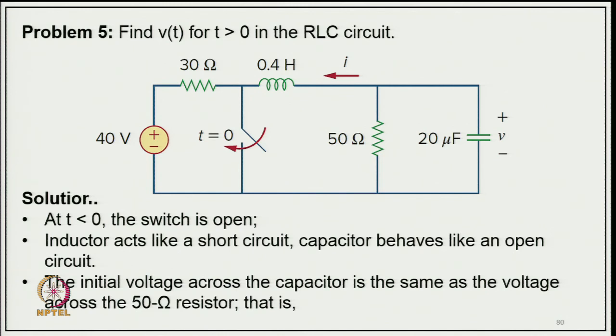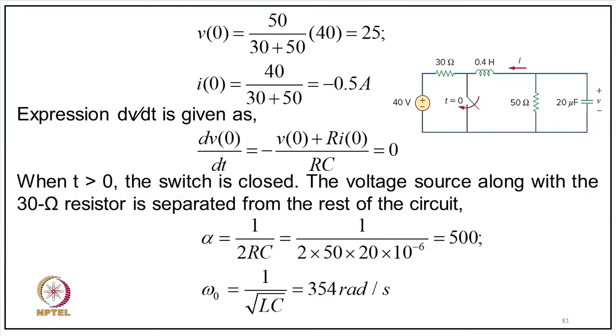The initial voltage across the capacitor is then the same as the voltage across the 50 ohm resistance, that is V equal to 50 upon (30 plus 50) into 40, which is 25. So V0 is 25 volt, and I0 is 40 upon (30 plus 50), equal to 0.5 ampere, and the expression for dV/dt is minus (V0 plus R I0) upon RC, equal to 0.